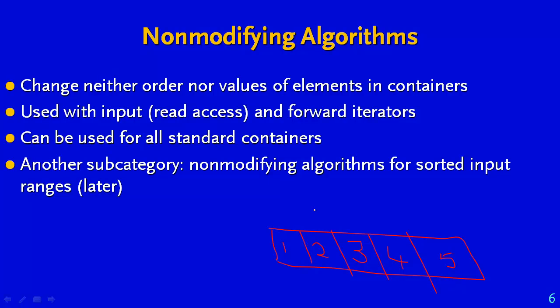So what does a non-modifying algorithm do? It leaves everything as it is, doesn't change the numbers, the values, and it doesn't change the relative order. So you use it with the so-called input read access iterators and forward iterators. In other words, the iterators go from the beginning to the end, and these non-modifying algorithms can be used for all standard containers. There's a subcategory here for sorted ranges, but we're not discussing it.